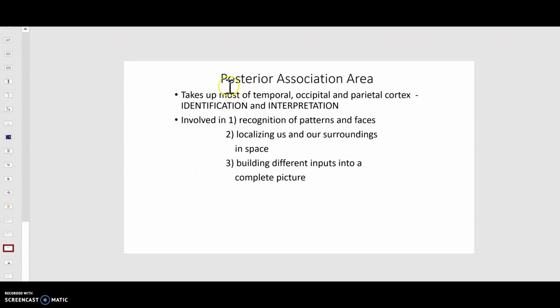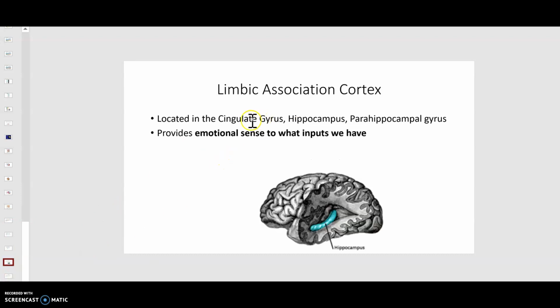The posterior association takes up more of the temporal, occipital, and parietal cortex. It's for identification and interpretation, recognition of patterns and faces and other aspects. But still, even patterns and faces or even a car would still have to go to, let's say, the frontal cortex area, because is it a Buick or is it a Cadillac? Still would have to. So vision involves many things. Then the limbic, pain and pleasure, gives emotional sense to what we have.